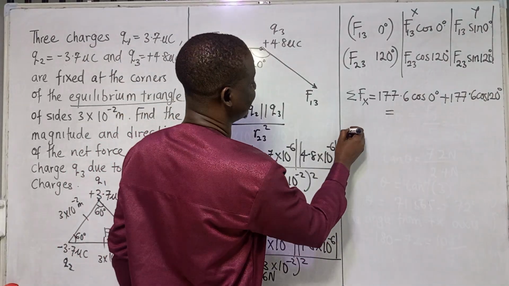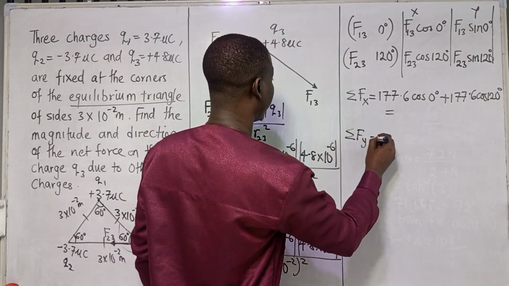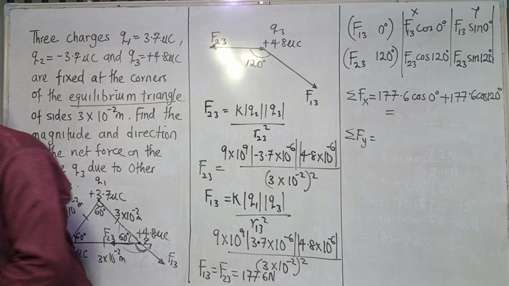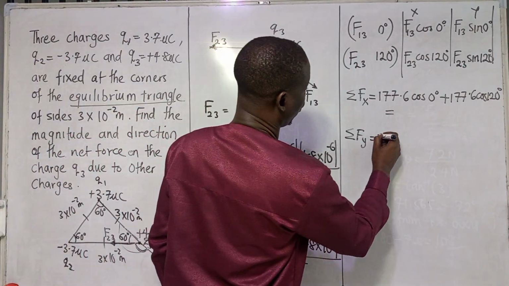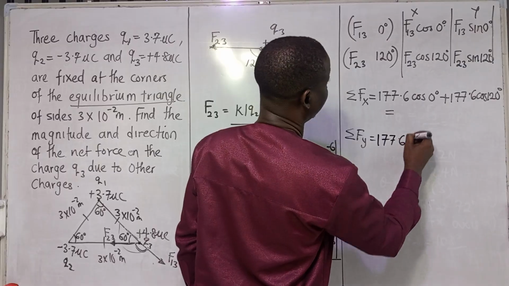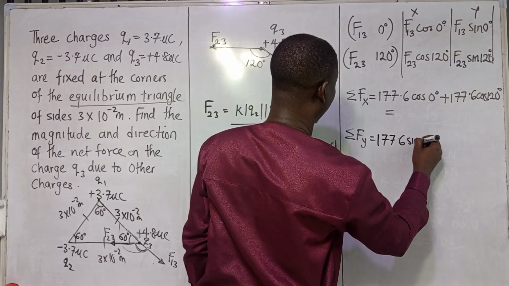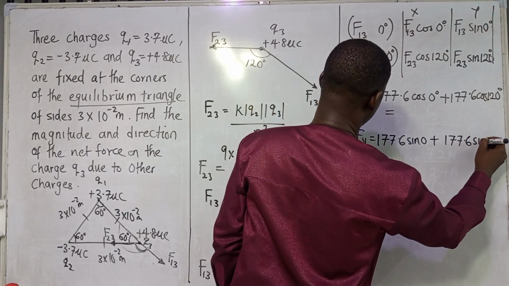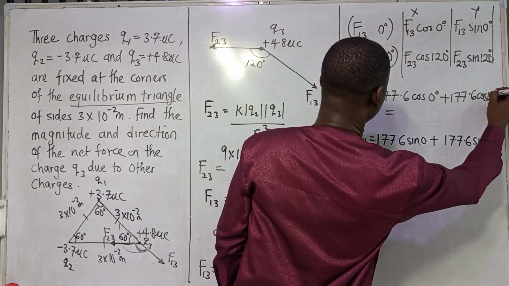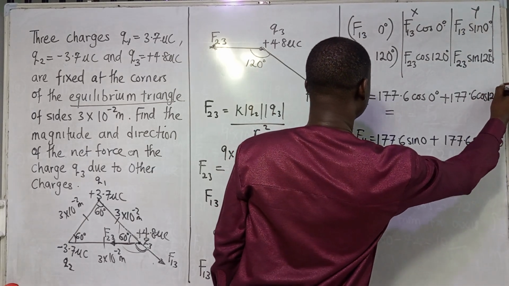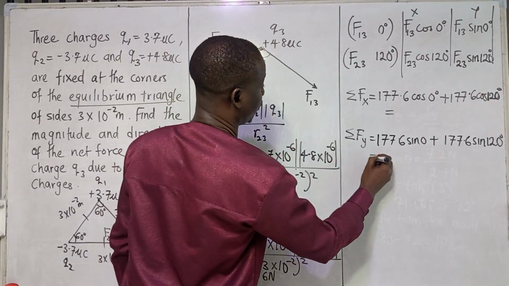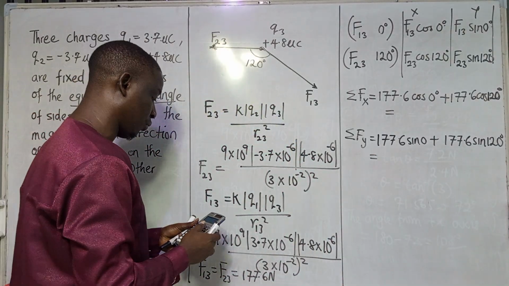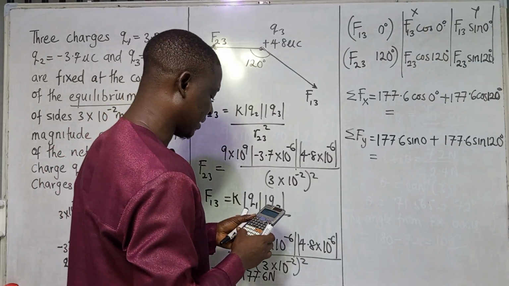Then what about sigma Fy, the total forces along the y-axis? Let me change my marker. Okay, so we want to have 177.6 along the y-axis, sine 0, plus 177.6 sine 120 degree. So what do we have concerning this? Now, if you can get our answer, we can go down to finalize our solution.